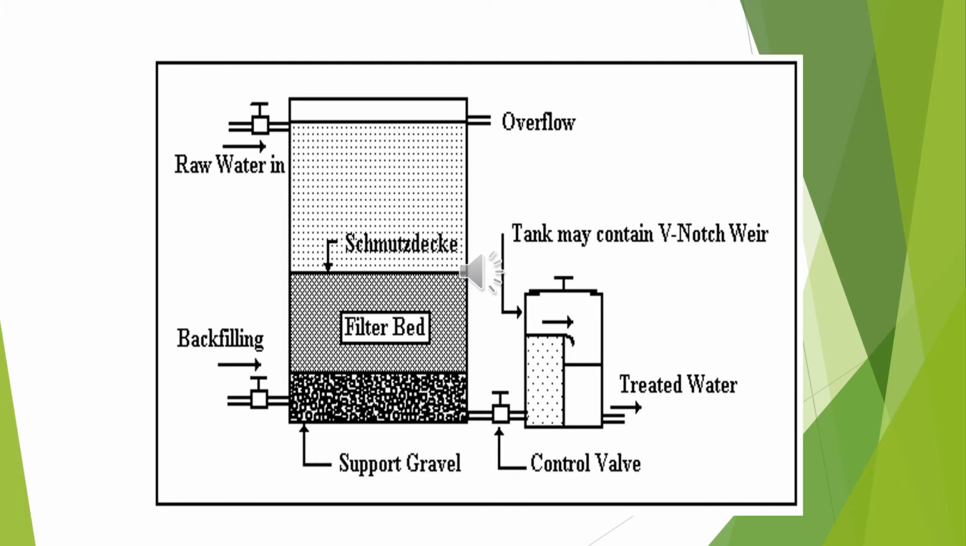And above the sand bed, it develops a vital layer, which is a biological layer, and it's called schmutzdecke. It is a slimy growth, and this is the heart of the filter, and it removes the organic matter, and it holds back bacteria and oxidizes the ammoniacal nitrogen into nitrates and helps in bacterial purification of water, and the water is then bacteria free.